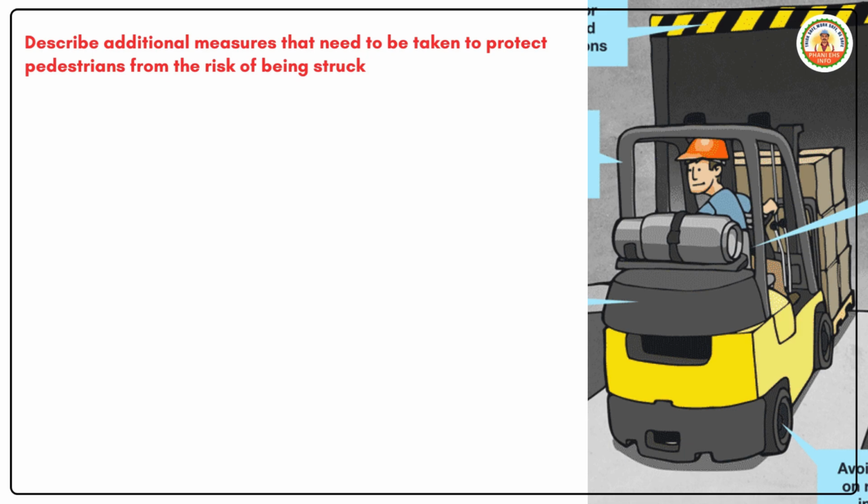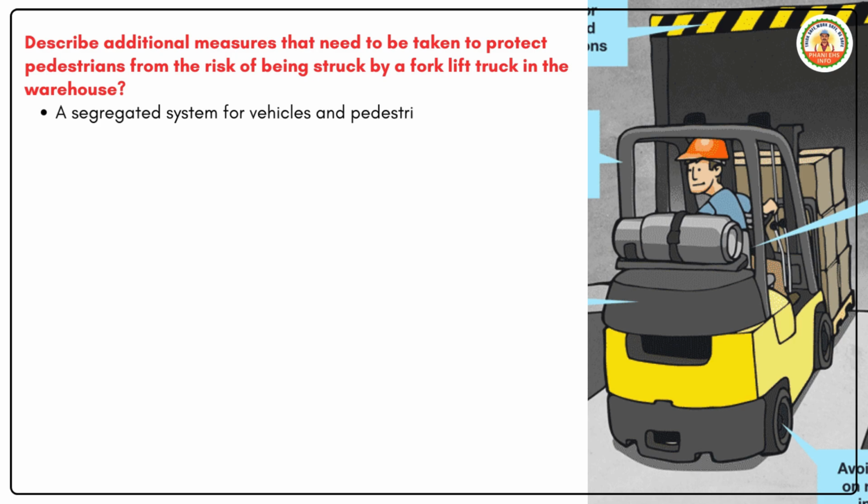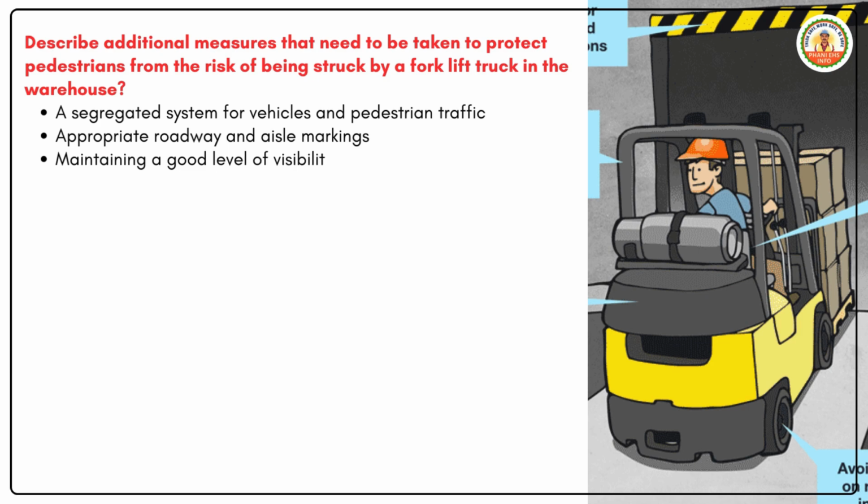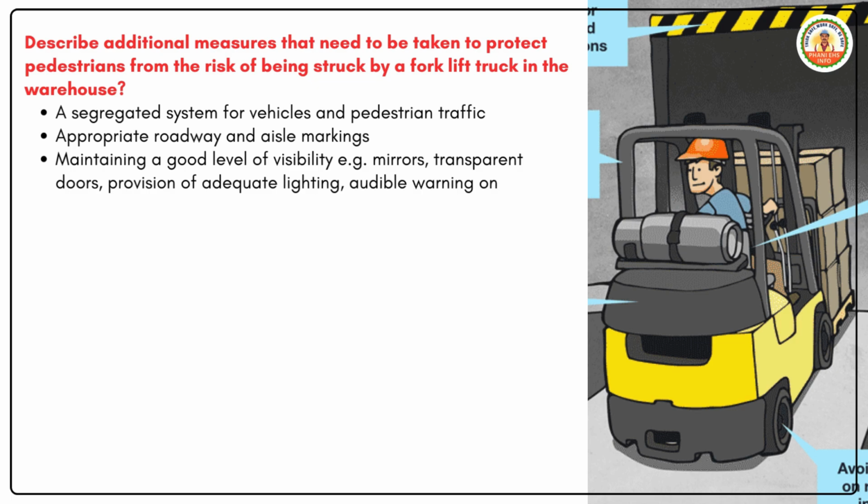truck in the warehouse. A segregated system for vehicles and pedestrian traffic. Appropriate roadway and aisle markings. Maintaining a good level of visibility, e.g. mirrors, transparent doors, provision of adequate lighting, audible warning on vehicles. Establishing and enforcing site rules.